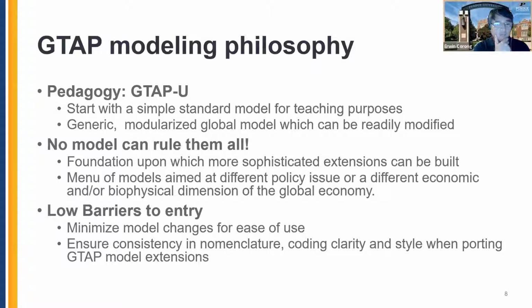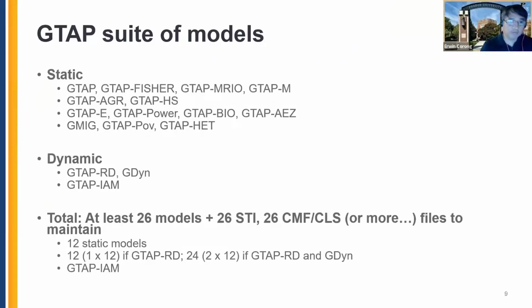The other thing that we have to bear in mind is that GTAP users have been used to using any GTAP model extension or suite of models fairly easily. So whenever they shift from, let's say, standard GTAP to GTAP-E, we try to lower the barriers to entry so that it would be more or less painless for someone to go from one model file to another whenever they're using different models. And at the same time, we also need to ensure consistency when porting GTAP model extensions.